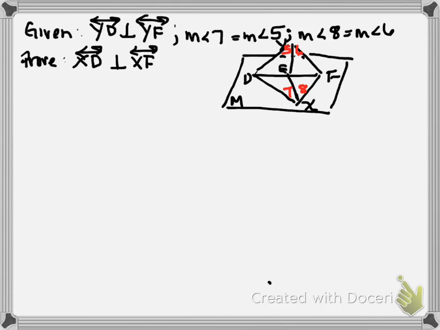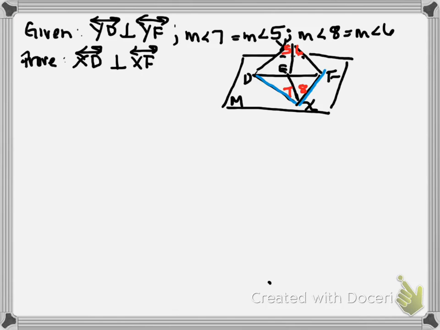So we want to prove that segment or line XD, so I'm going to highlight him in blue, is going to be perpendicular to this guy. So sometimes when I do a proof, I actually look at what it is I'm trying to prove, and I try to go, what do I need just before I get that? So in order to prove that I have perpendicular lines, let's think about it.